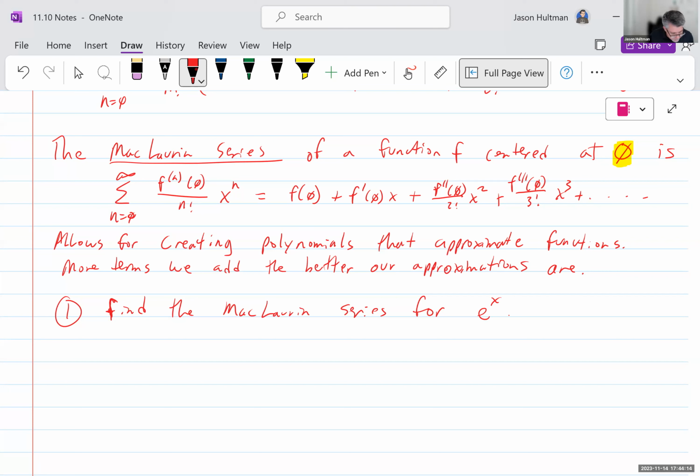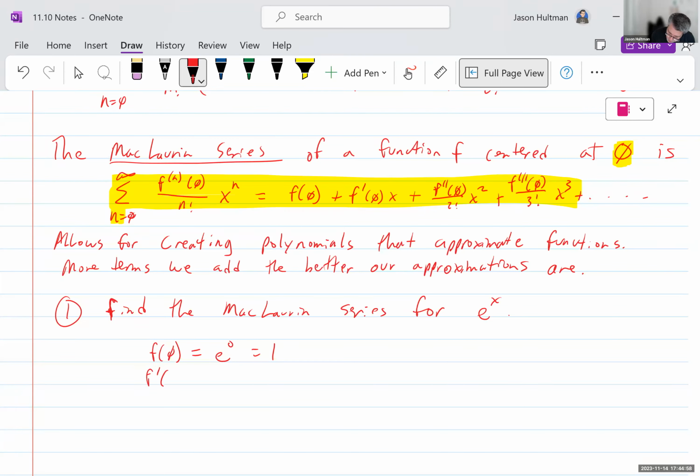Okay, so let's get some polynomials here. Okay, we're going to use this formula right here, okay, to get us successively better and better approximation of e to the x with a polynomial equation. Okay, so let's find out what these coefficients are. Okay, so the first one is f of 0. What's f of 0? That's e to the 0, which is 1.